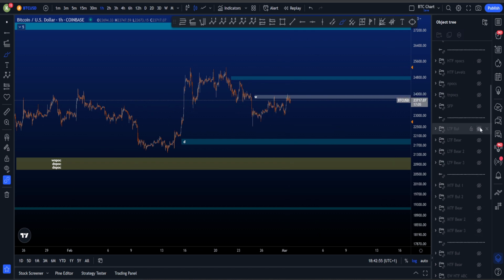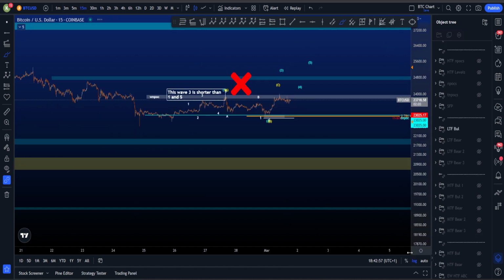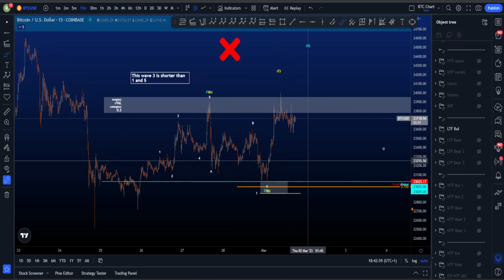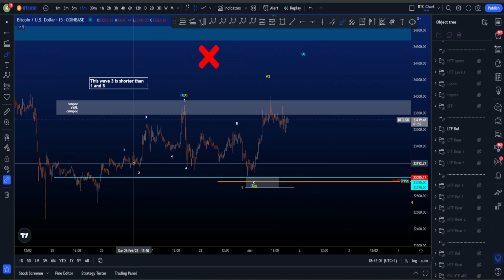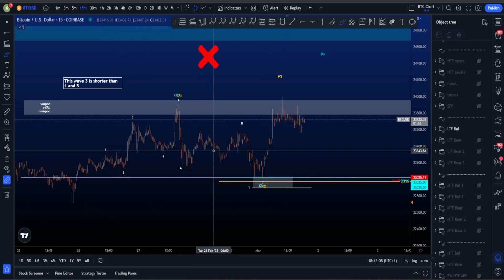Now we go to the lower time frame scenario, where the first scenario, as you can see, is absolutely invalidated. I do want to show you, just in case you see other people online talking about this scenario, it just doesn't happen.